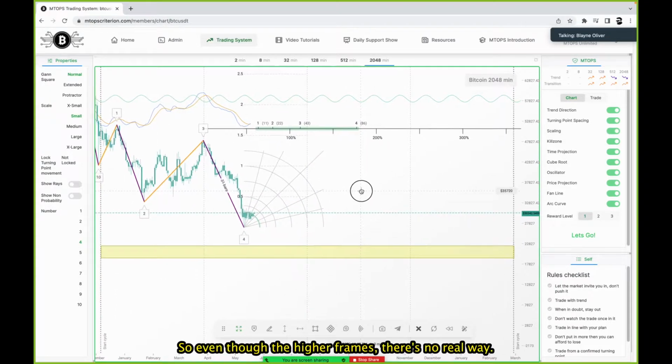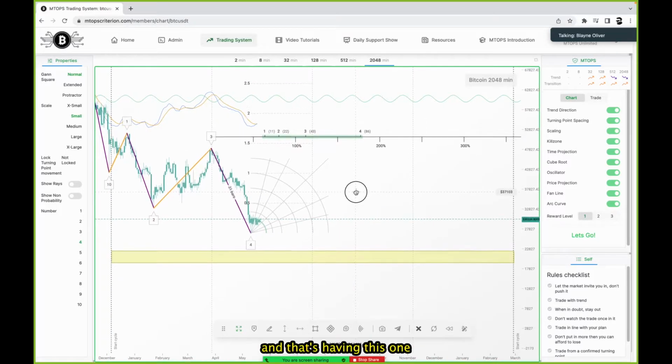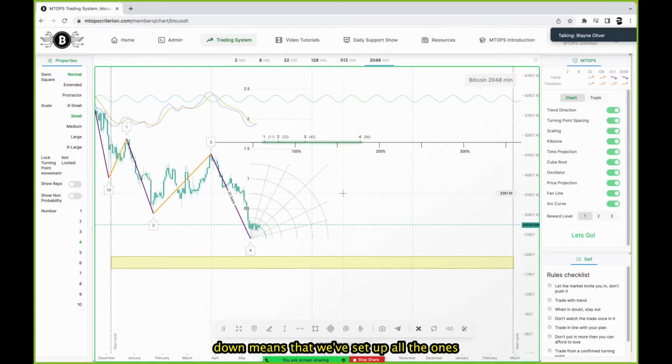So even though the higher frames, unless you just stick with it for years, and apply numerology and the characteristics of turning points, there's no real way to ascertain which cycle is correct. Quite proudly, I think we've got this one down. And having this one down means that we've set up all the ones below this correctly, and that's super powerful. So just this one reason alone is magnifico.